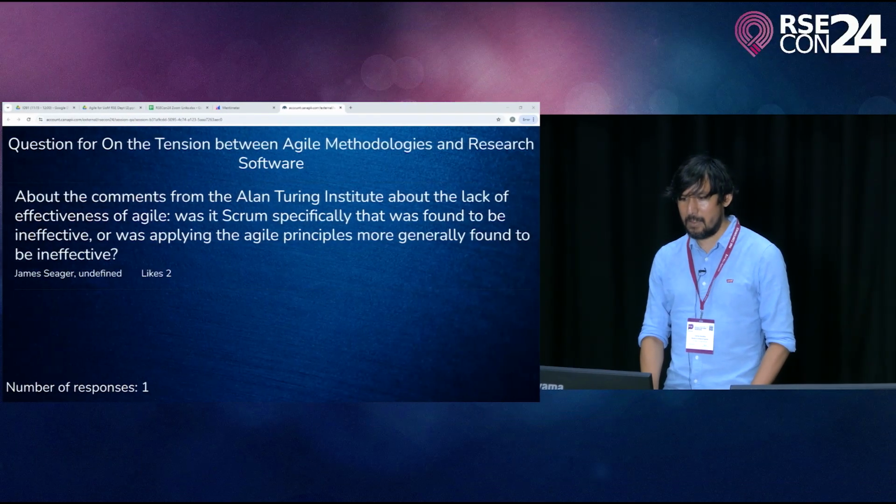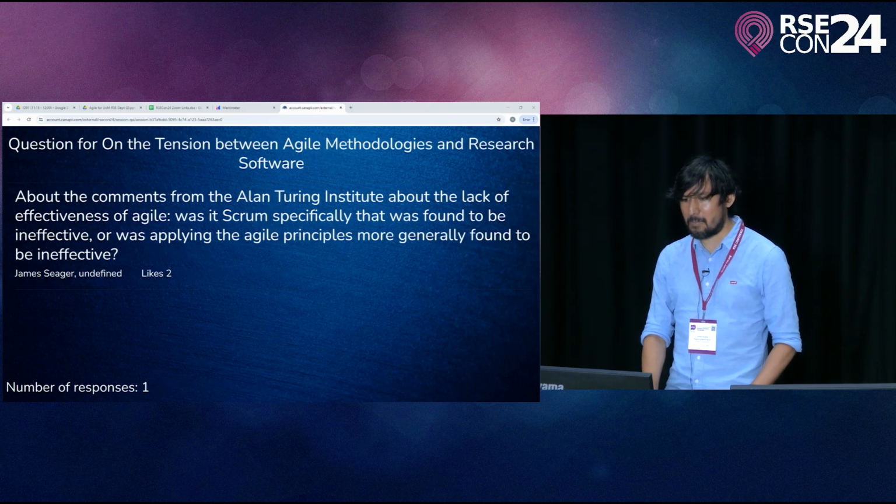Okay, another question. I have time. Maybe that's the last one, right? About the comment from the Alan Turing Institute about the lack of effectiveness of Agile: was it Scrum specifically that was found to be ineffective, or was applying the Agile principles more generally found to be ineffective? I'm not sure.